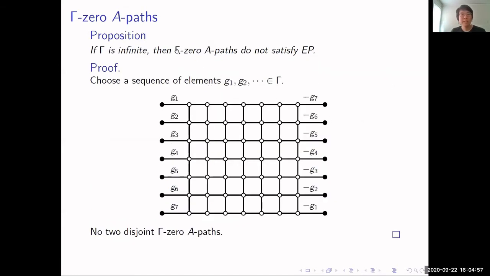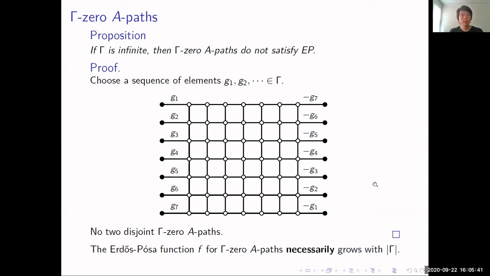Okay, so if the group is infinite, then I can choose some sequence of elements carefully so that I form a graph like this. So I put g1, g2 in this sequence and minus g1 in the opposite direction. So this is, again, basically the odd cycle example. Every zero A path is forced to go from left to right, to the opposite end. And I can choose my elements so that any path ending on the same side is not zero. And I always have more room to choose the next element because the group is infinite. Okay, so if the group is infinite, then there's no way it could happen.